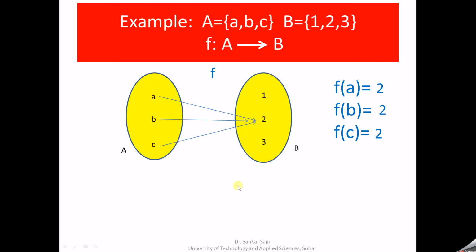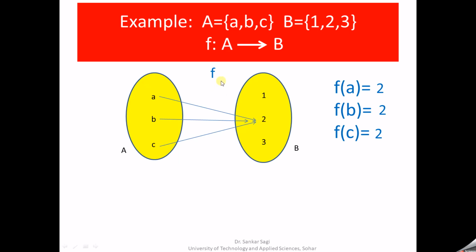Let us take the next example. A is the set containing A, B, C, B is the set containing 1, 2, 3. f is from A to B defined as A is mapped to 2, that is 2 is the image of A, B is mapped to 2, and C is mapped to 2.